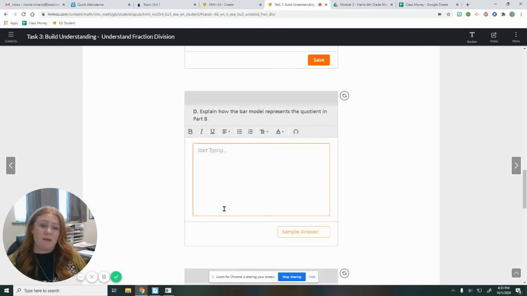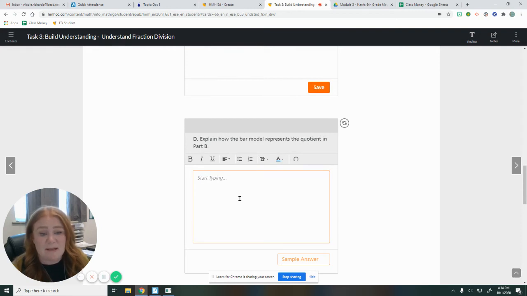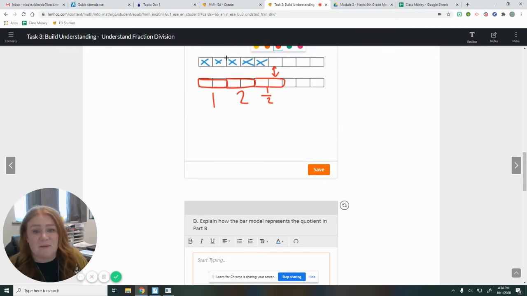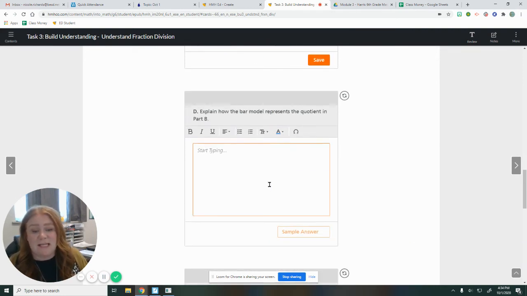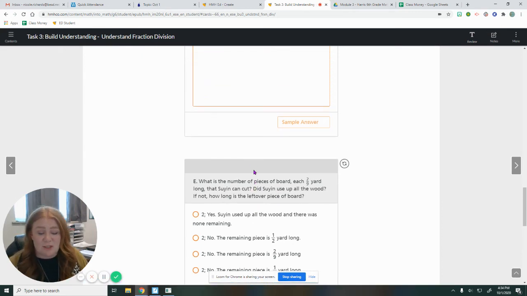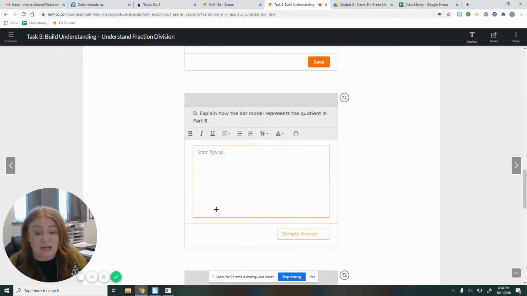So now you're going to explain to me how this picture up here represents the answer of 2.5. So let's explain how the picture represents what we did. Okay, and then go ahead and answer what is the number of pieces that are 2/9 long that she can cut. Did she use up all the wood? Because it wants to know how many whole pieces she has. So this 2.5 here, she can't actually use that. She doesn't have enough for her project.